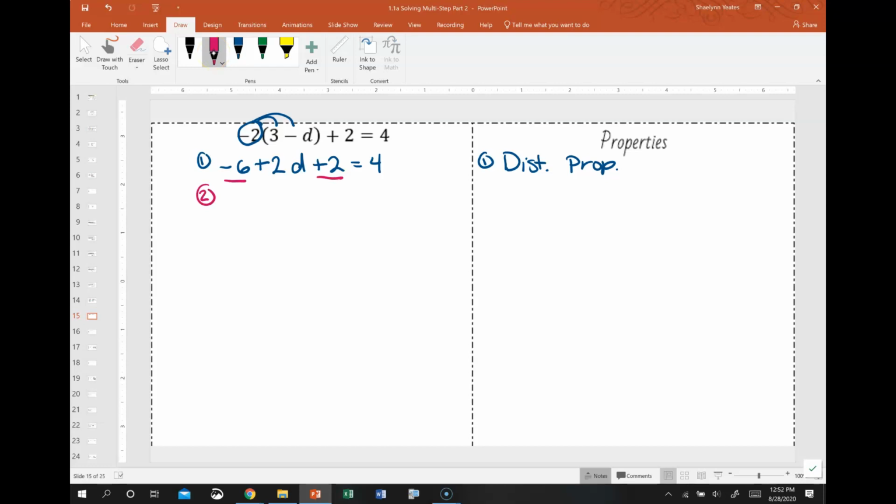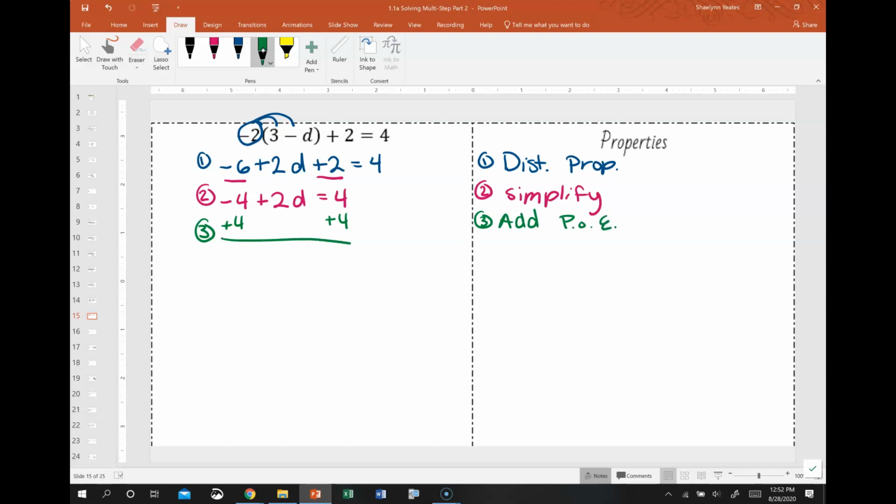All right, my second step is going to be again to simplify. So I've got a negative 6 and a positive 2. So if I combine like terms, I get negative 4 plus 2d equals 4. So step 2, I'm just going to call it simplify this time. If you want to write combine like terms, that's fine. We're just simplifying. Okay, and then step 3, I'm going to add 4 to both sides because we've got a negative 4, which is really just 2d minus 4 if I rewrote it. So if I add 4 to both sides, I'm using my addition property of equality, so my addition POE, and I get 2d equals 8.